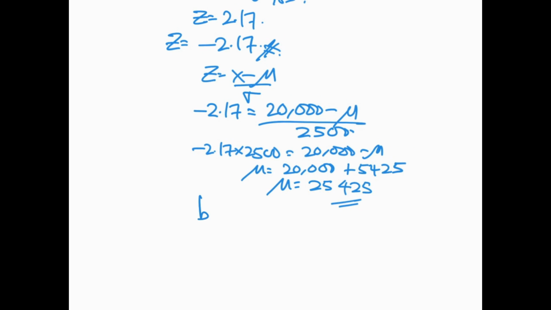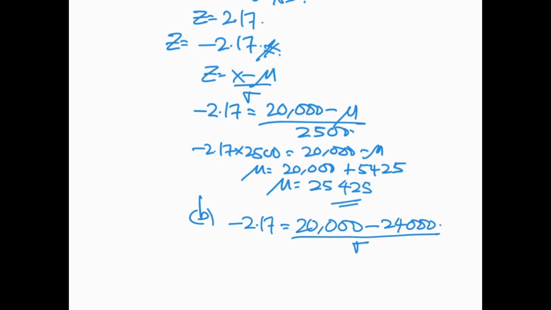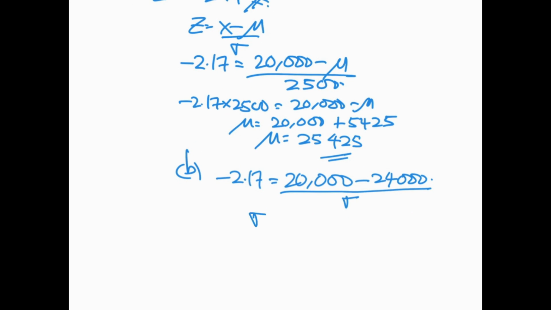So part B, negative 2.17 remains the same, and your lifetime is 20,000, minus your mean, which is 24,000, and then divide this by your standard deviation. That's what I have to find. So 20,000 minus 24,000 is negative 4,000, divided by negative 2.17, and the answer that I have is 1,843.